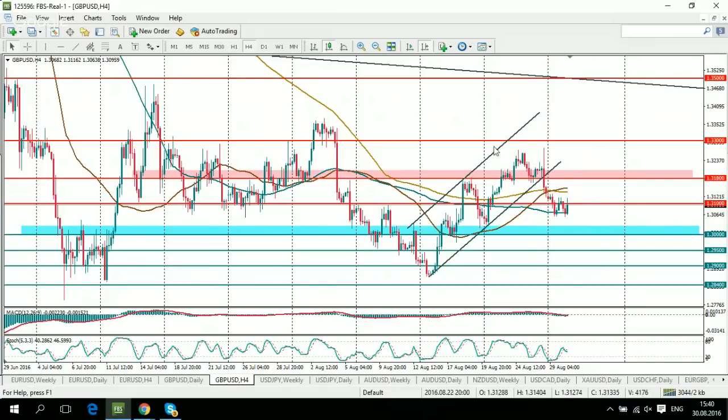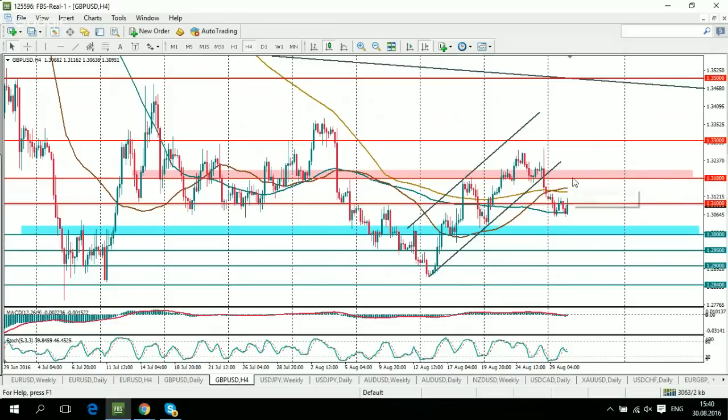Here we have the temporary top, which was formed last week. So the pair has to overcome this level to get a chance to test higher levels around 1.33. I think that the British pound this week doesn't have bullish drivers of its own. And if any increase happens, it will be because the US data disappointed and didn't live up to the market's expectations.